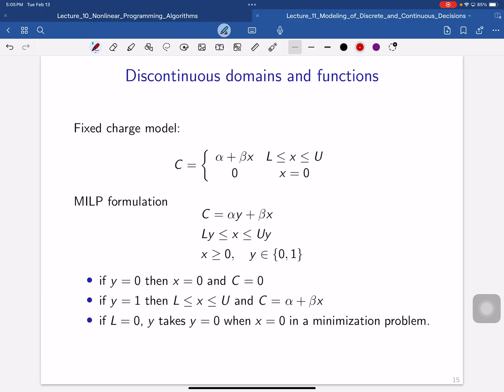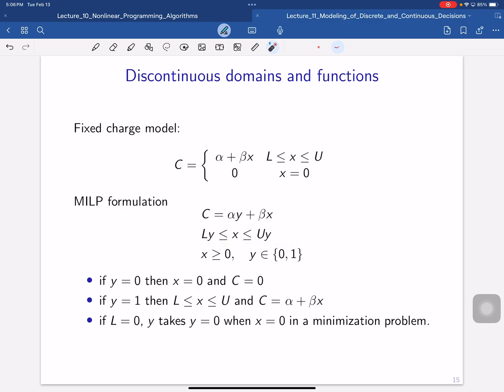So the way you can represent that is as follows. You just set C equals alpha y plus beta x. So here y is a binary variable that decides whether you are buying a heat exchanger or not. Right? So if you are buying, y equals 1, then you have to pay a fixed cost of alpha. Okay? And once you decide you are buying a heat exchanger, then the size of x has to be between L and U. Right? If you are not buying a heat exchanger, then y equals 0. This constraint forces x equals 0.